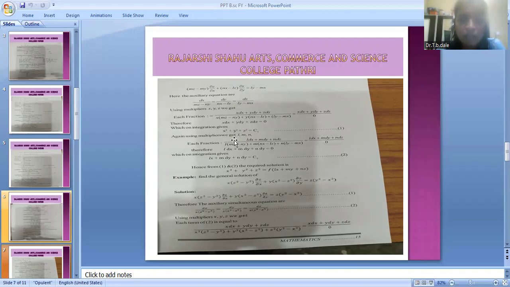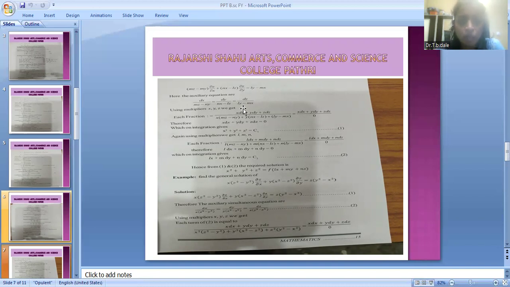Again, using the multipliers l, m, n, each fraction is equal to L dx plus m dy plus n dz upon l(mz minus ny) plus m(nx minus lz) plus n(ly minus mx), which is equal to L dx plus m dy plus n dz upon 0. Therefore, L dx plus m dy plus n dz is equal to 0, which gives on integration lx plus my plus nz is equal to c2.